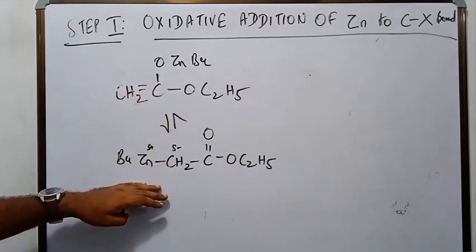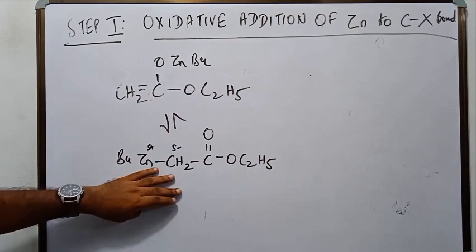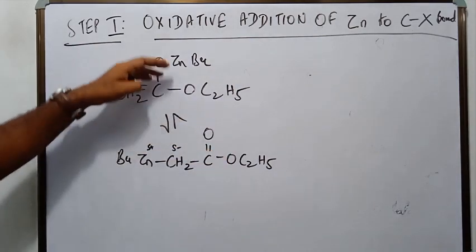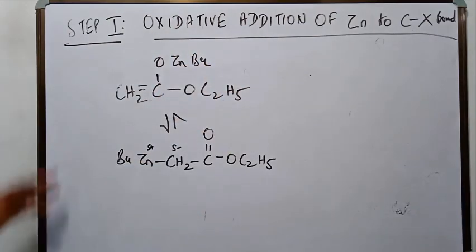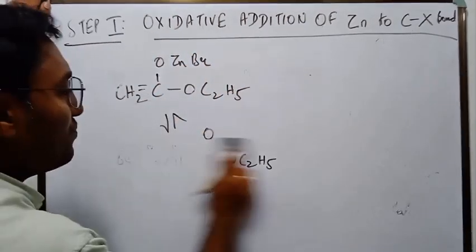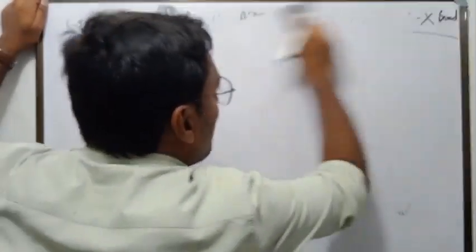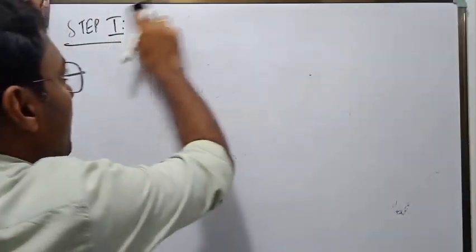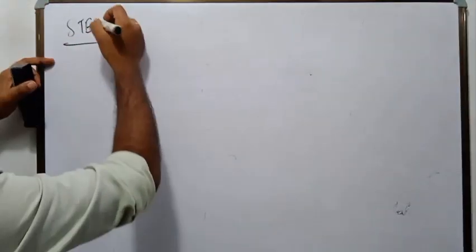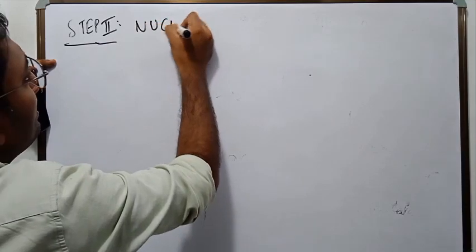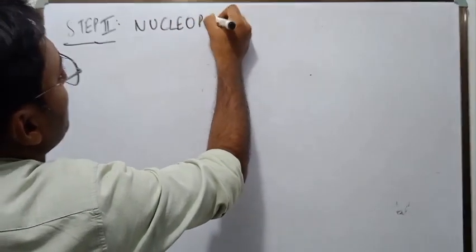First we will show how carbon zinc enolate enters the second step, and then we will show how oxygen zinc enolate enters the second step. So let us now go for step number 2. Step 2, nucleophilic addition. Nucleophilic addition, this is the main step.